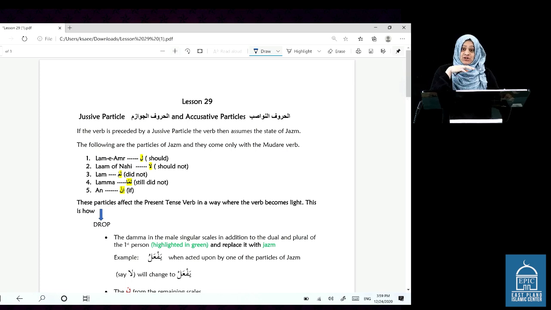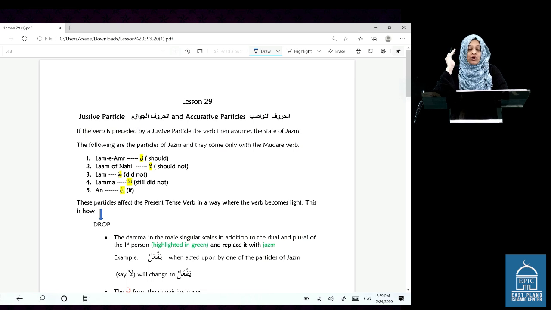And the good news is, it's not like there's a separate set of particles for the Masjid fihi. These particles affect all the verbs in the same way, whether it's mujarrad, whether it's Masjid fihi, whether it's group 4, group 2, group 3, group 6, group 7, group 10, it does not matter. All the verbs are affected in the same manner. The rules are the same. So let's look at them really quickly.